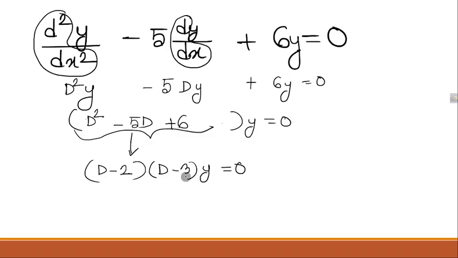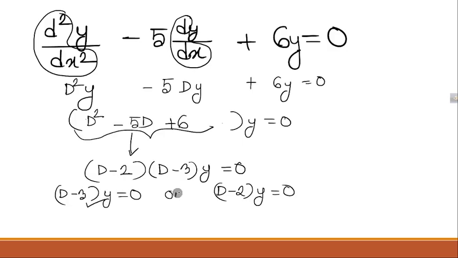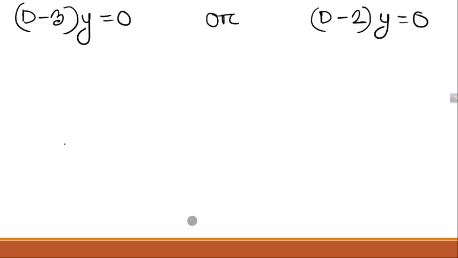So from this I can write (D minus 3) y is equal to 0, and then (D minus 2) y is equal to 0. I can write this, or I can write this. So I have two equations from the main equation, and then we will solve these two equations separately. So let's write this term as Dy minus 3y, and then take this 3y to the right hand side and write this as d by dx.